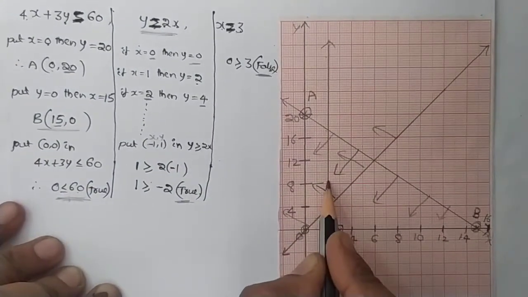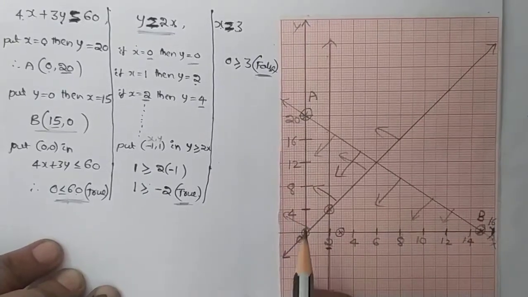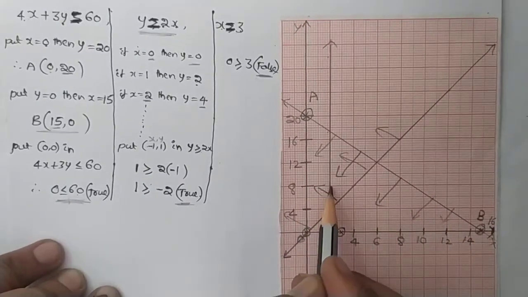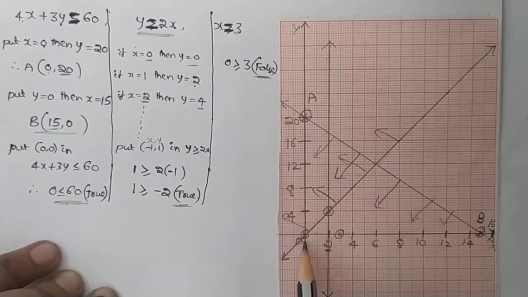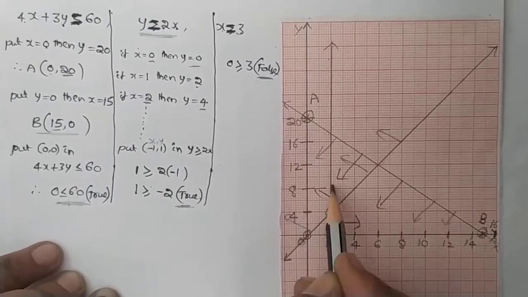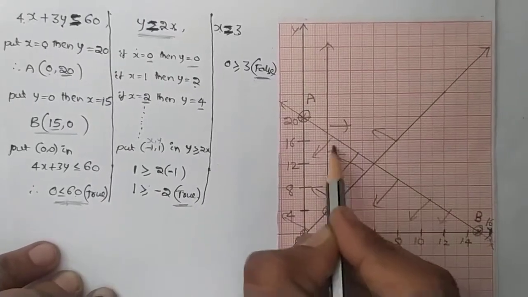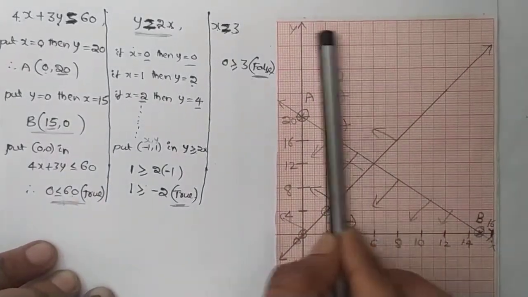This result is giving false. So where do we have to shade? Towards the origin or apart from the origin? Apart from the origin. Here we have the origin. Apart from the origin, like this we have to shade.